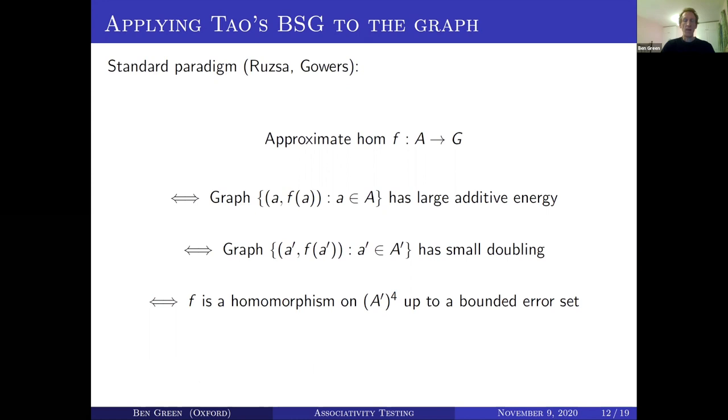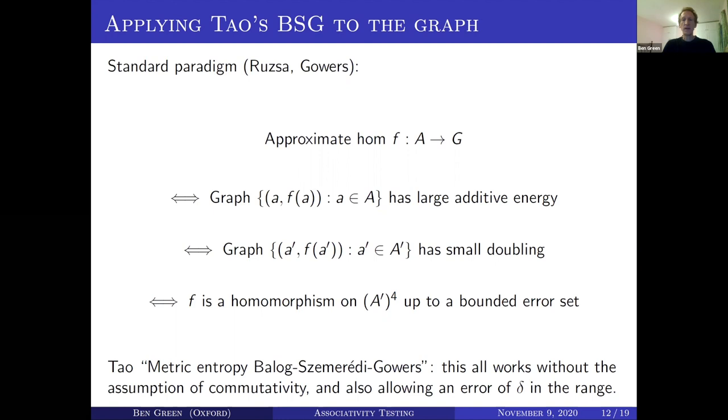Which means something like f of xy differs from f of x times f of y on only a bounded set. So what one's done here is somehow move the approximateness in the domain, so the fact that you've only got the homomorphism property on some proportion of tuples, to an approximateness in the range, so f is a homomorphism up to an error. Okay, so that is a sort of standard set of ideas in additive combinatorics.